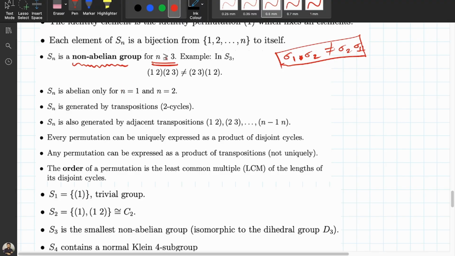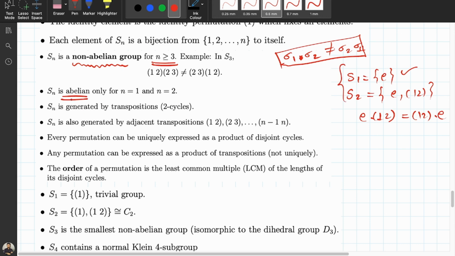S1 and S2 are abelian groups. Now we'll see why. What is S1? Only the identity, a single element, so abelian. In S2, we have the identity and (1 2). If you multiply identity with (1 2), it is of course equal to (1 2) into identity. These both are abelian groups only.